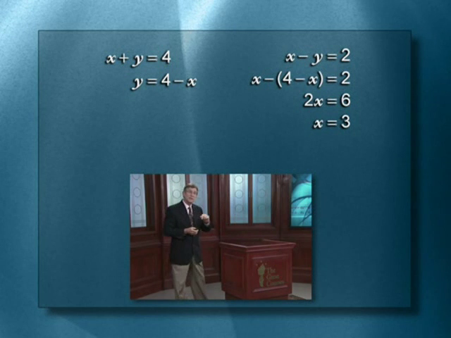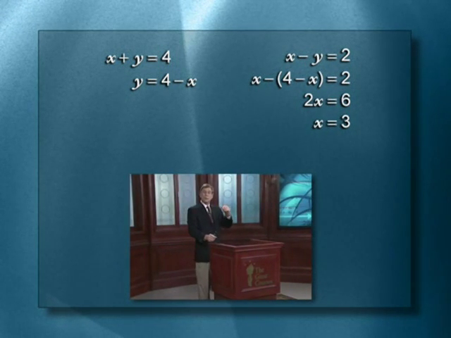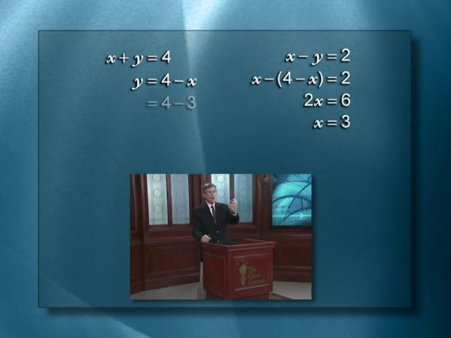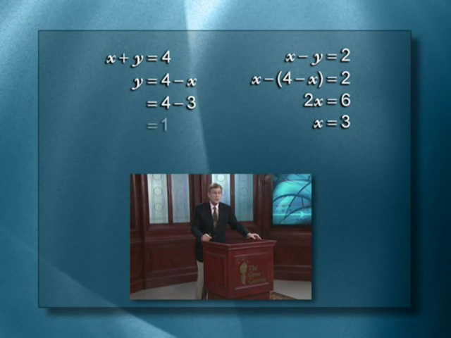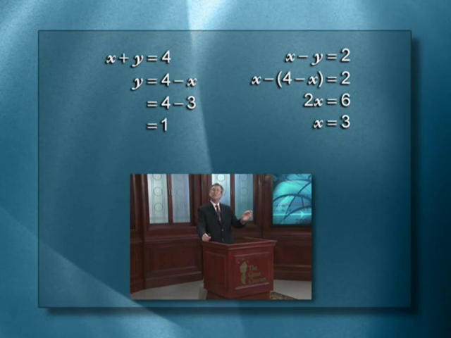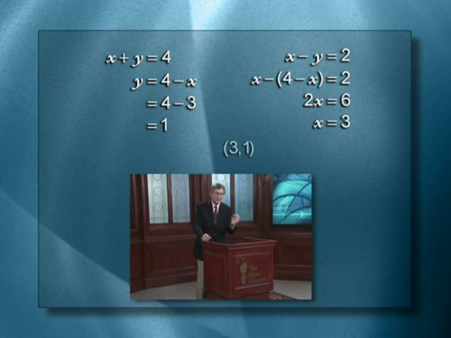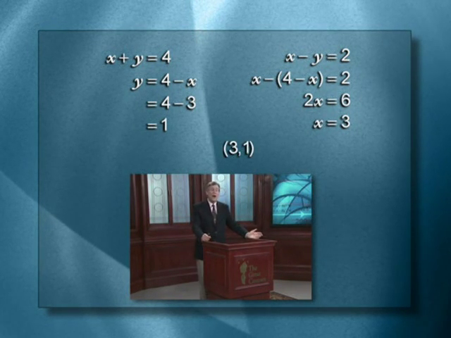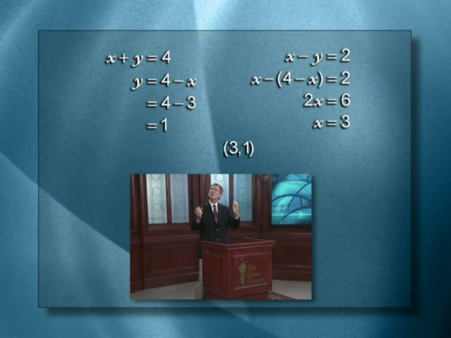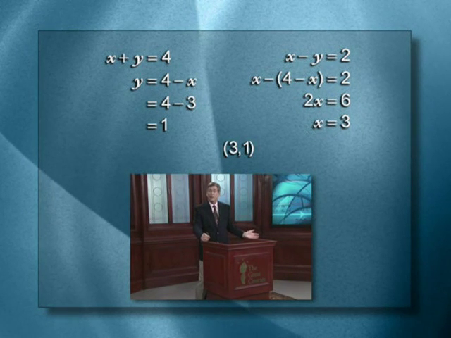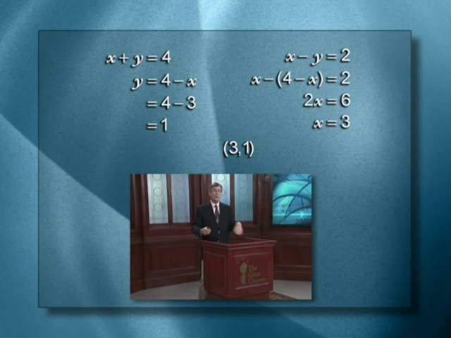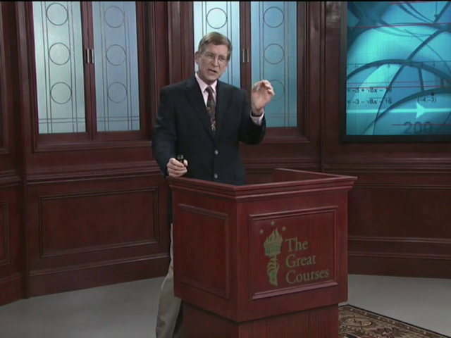And once you know the x value from that equation involving y equals 4 minus x, you obtain y equals 4 minus 3, or 1. So our solution, our unique solution, is x equals 3 and y equals 1. And that's often written as an ordered pair, the pair 3, 1. X is 3 and y is 1. And I invite you to check your answer in the original system. You'll see that x equals 3 and y equals 1 satisfies both equations.